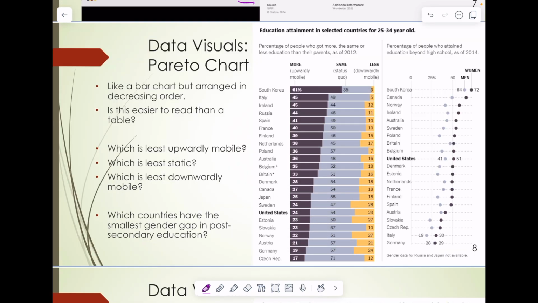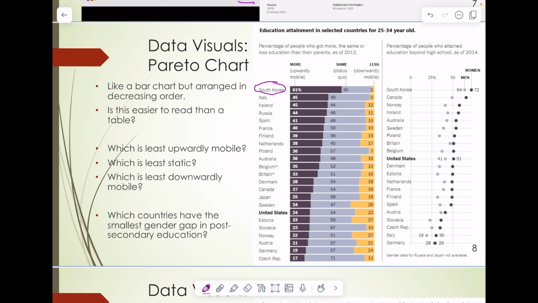Okay, let's see, more on the Pareto chart. So like a bar chart but arranged in decreasing order, is this easier to read than a table? Yeah, it is. If you are looking at questions like which is the least upwardly mobile country, if the table was in order from least to greatest, then it would be very easy to see that South Korea is the answer there. Which is the least static?